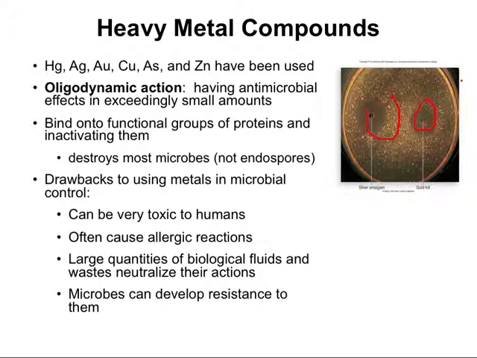The way that these metals work is by binding onto functional groups of proteins because they're charged and thus inactivating them. This destroys most microbes, but not endospores. Now, naturally, there are some drawbacks to using metals in microbial control. First of all, they can be extremely toxic to humans. Think about what you know about mercury. They can cause allergic reactions. Large quantities of biological fluids and wastes actually neutralize their actions. So again, organic material neutralizes the actions of heavy metal compounds. And then microbes can also develop a resistance to them.